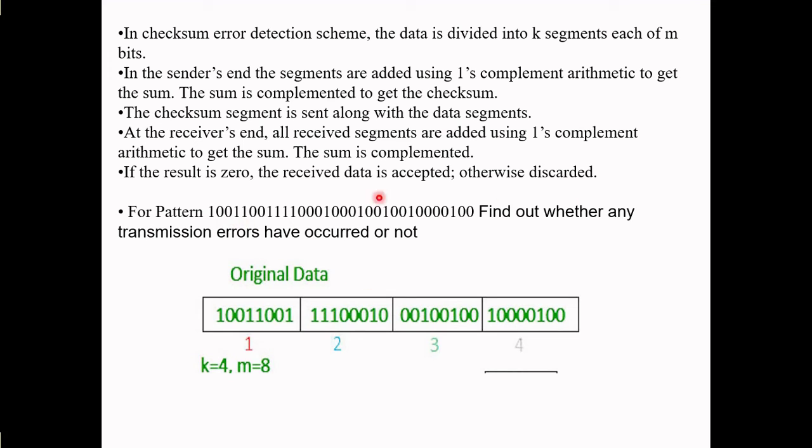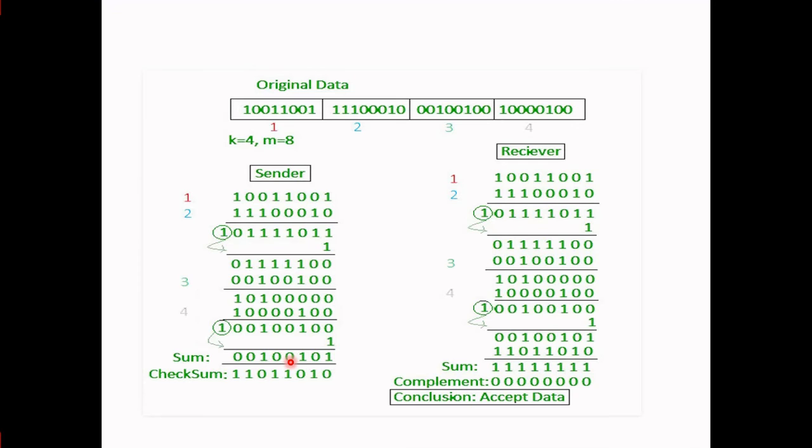So this is our original data, and we divided it into 4 parts of 8 bits. This is 1 2 3 4 5 6 7 8 bits. So this is one segment, this is another segment, this is my third segment, and this is my fourth segment. Okay, so this original data is converted into 4 parts of equal size of 8 bits. So k is equal to 4, it is 1 2 3 and 4, and m is equal to 8, meaning 8 bits. Okay. Now, as I explained earlier, same process.